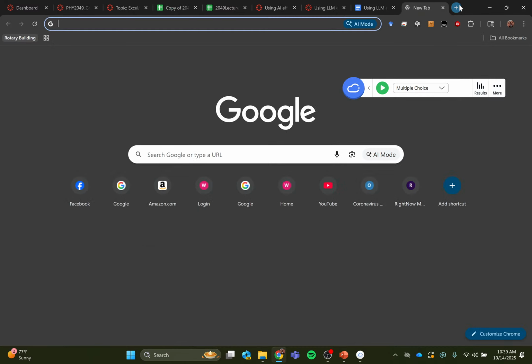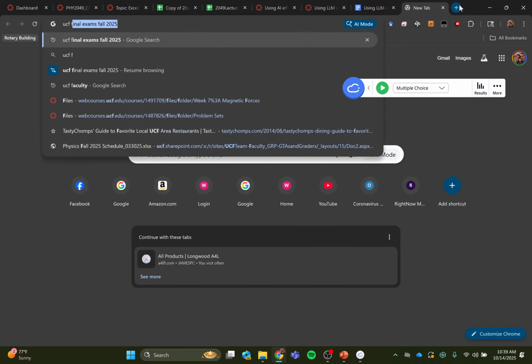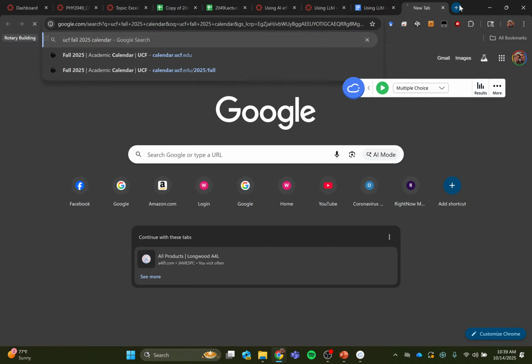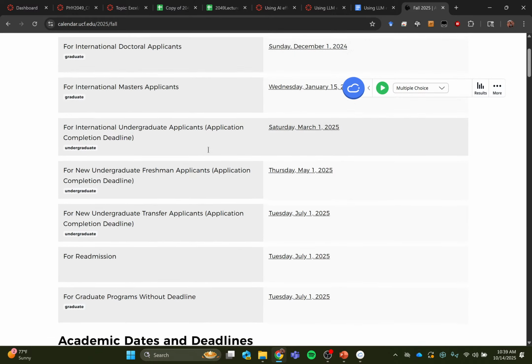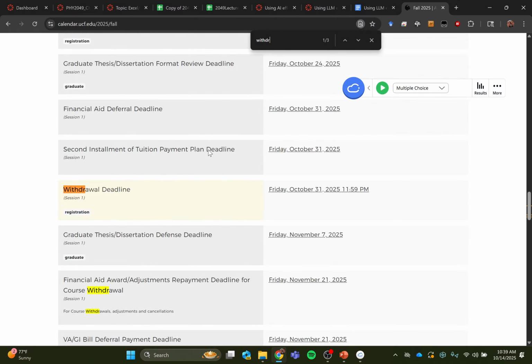Something I haven't looked at, I forget when it is. Let's look it up real quick together. This is something that is always relevant for everyone to consider, the withdrawal deadline. Not because I want everyone to withdraw, but because it's an option. So the withdrawal deadline is unfortunately before our second exam. Just how it panned out. So you won't have the test 2 exam scores by then.